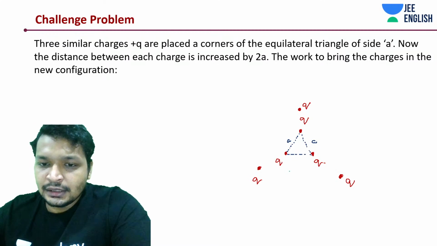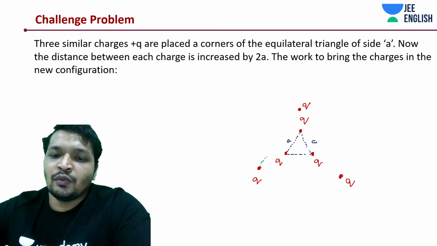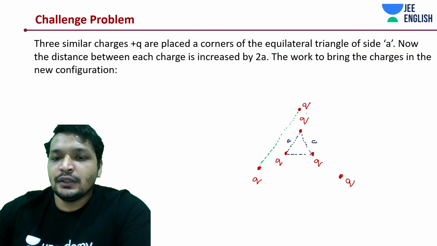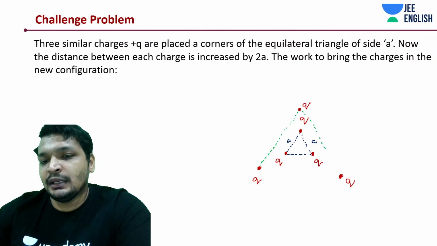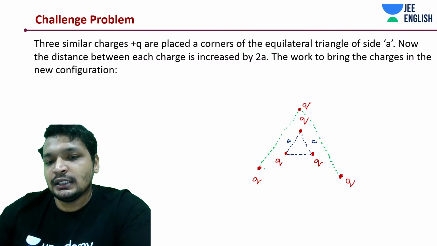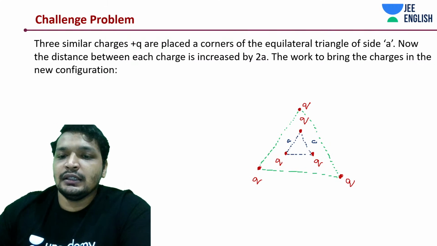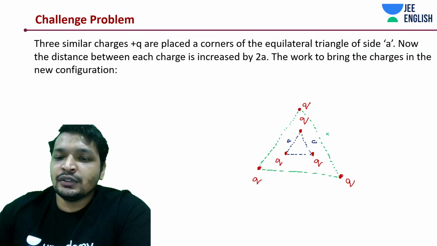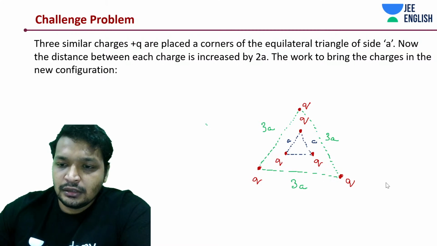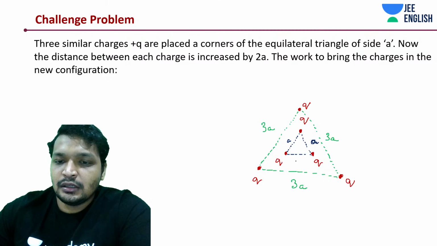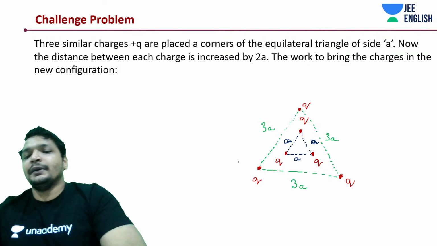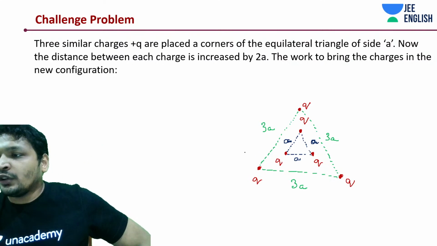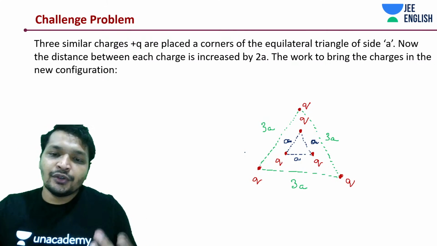Now this is the final distance. You have increased the distance by 2A each. That means the distance between them is 3A, right? It's A plus 2A. So this is going to be 3A, this is going to be 3A, this is going to be 3A. Alright, that is it. Now the question arises, what is the work done? It should be negative. You know this thing.